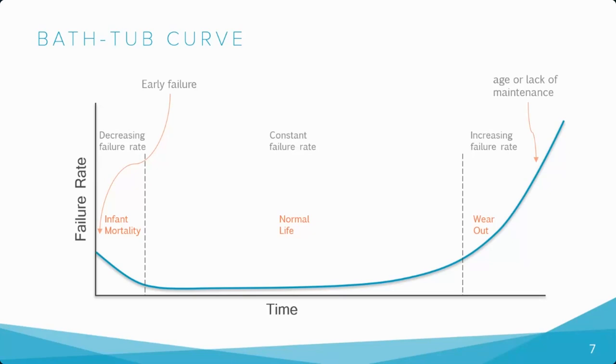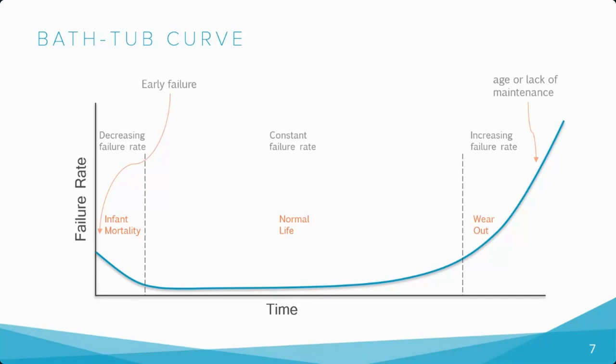of products over time. By plotting the occurrence of failure over time, a bathtub curve maps out three periods that an asset experiences in its lifetime: the infant mortality period, the normal life period, and the wear out period. Let us get to know each of them.